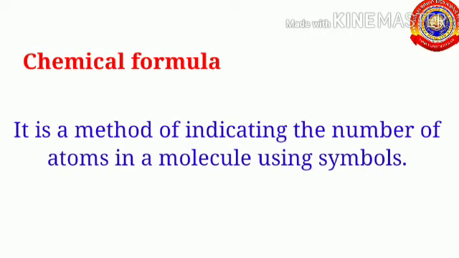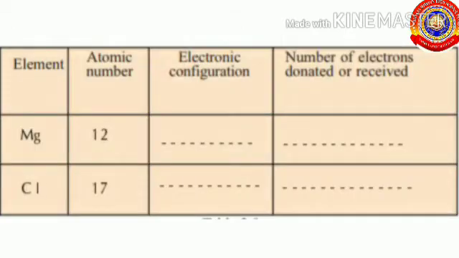So what do you mean by a chemical formula? It is a method of indicating the number of atoms in a molecule using symbols. Imagine that magnesium and chlorine combine together. Magnesium's atomic number is 12, so the electron configuration will be 2, 8, 2 and the number of electrons donated by magnesium is 2. In chlorine, the electronic configuration will be 2, 8, 7, so the number of electrons received by the chlorine atom is 1.